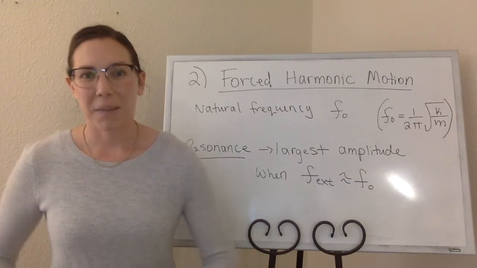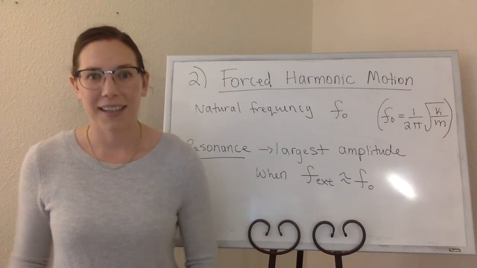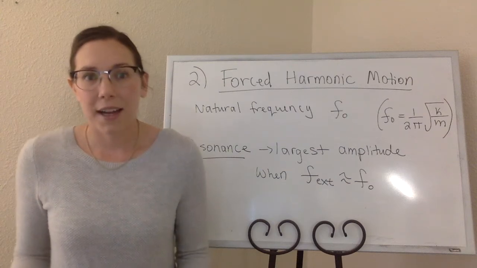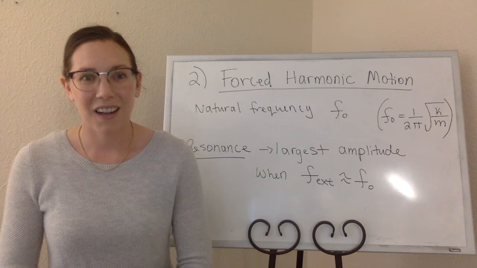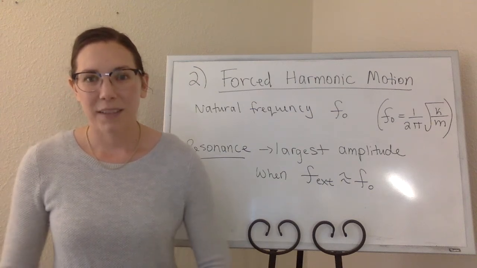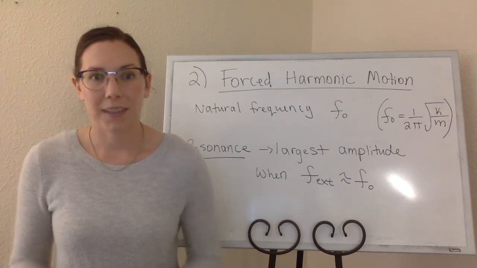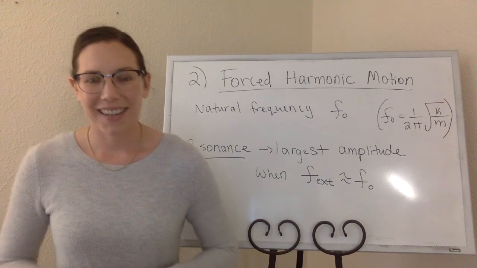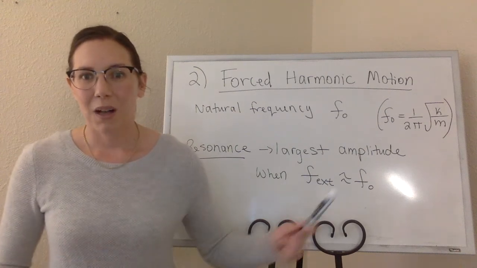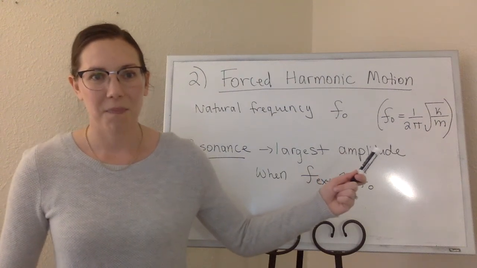In order to keep a system oscillating that would otherwise be damped and returned to rest, an external driving force can be added to add energy to the system and to keep it in periodic motion. This is called forced harmonic motion. If a system is oscillating on its own, then it oscillates at its natural frequency f0. We've seen already the natural frequency for the pendulum and the spring, and just to recall, for the simple mass on a spring, it's 1 over 2 pi root k over m.